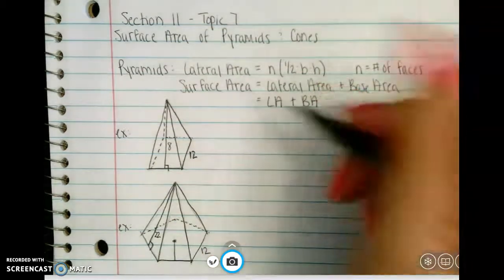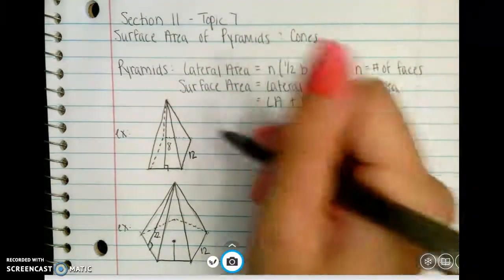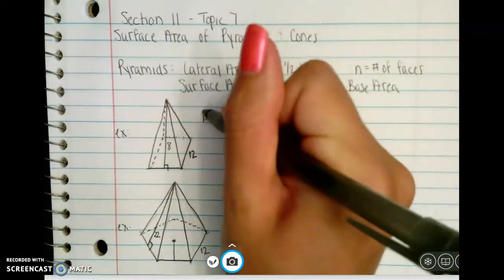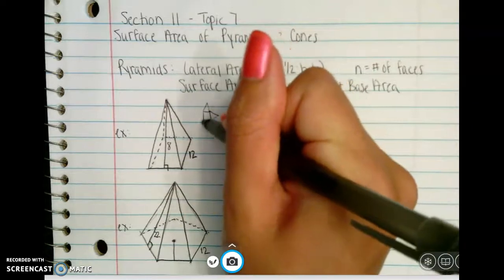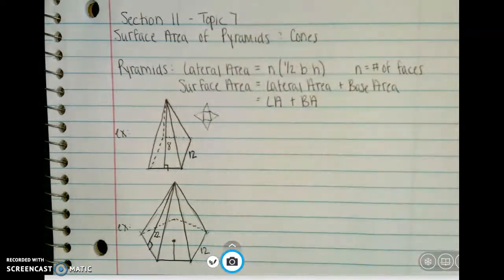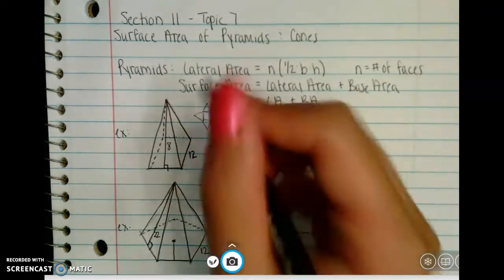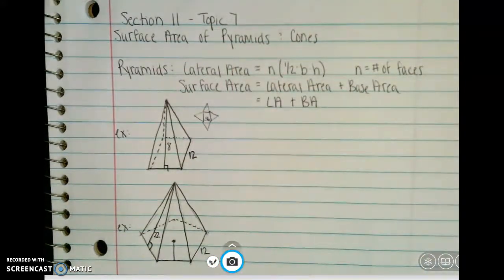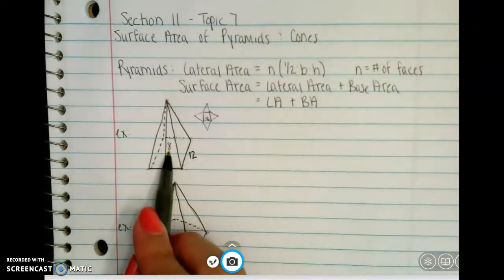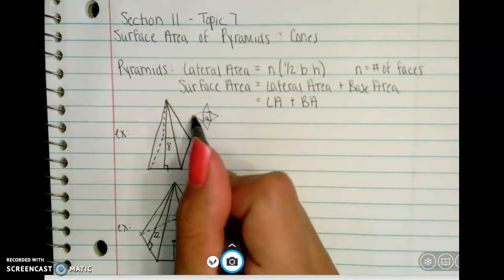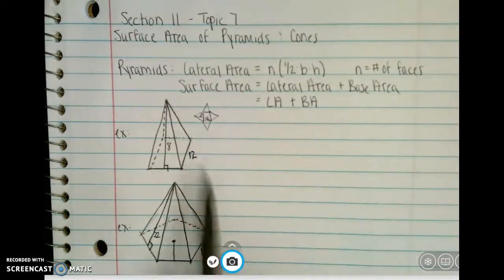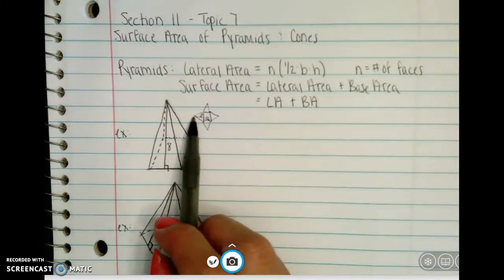And if you look at the net diagram, I'm just going to draw it really small. The net diagram for this figure would be a square with triangles for all the faces. We know that the base is 12, so the base area is going to be 12 by 12, and we know that the height of each triangle is going to be 8, so we're looking at that slant height. So each triangle has a base of 12 and a height of 8.